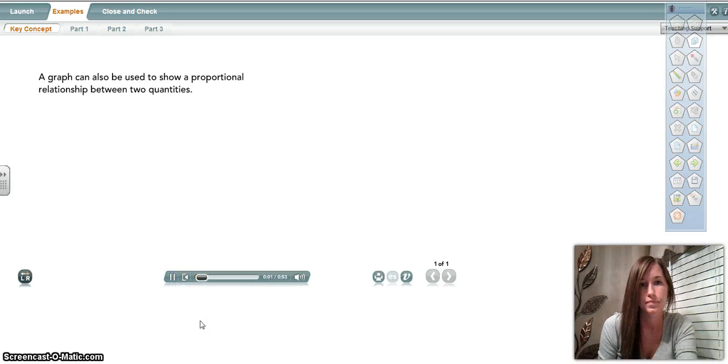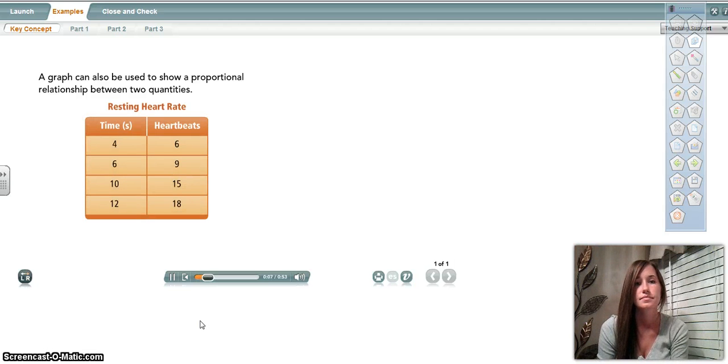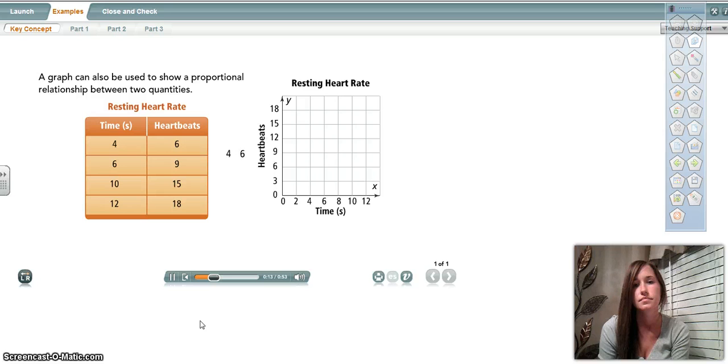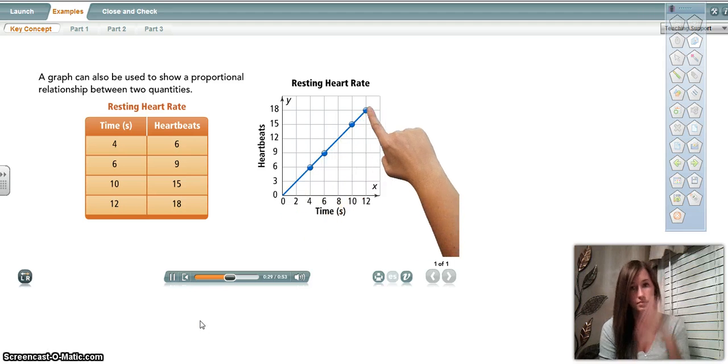A graph can also be used to show a proportional relationship between two quantities. The table shows a proportional relationship between time and the number of heartbeats. Each row of the table can be represented as a ratio. Each ratio can also be represented as a point on a graph. Draw a line through all of the points.